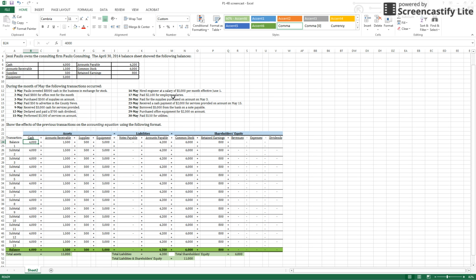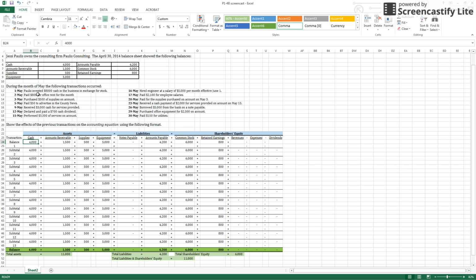Now, all of these different transactions are going to have a dual effect on our accounting equation. It might be an increase in assets and an increase in liabilities, a decrease in assets and a decrease in shareholders' equity. It could be an increase in assets and a decrease in assets, but there will be a dual effect. So we will be recording each of these transactions in two places. We'll begin with May 1st.